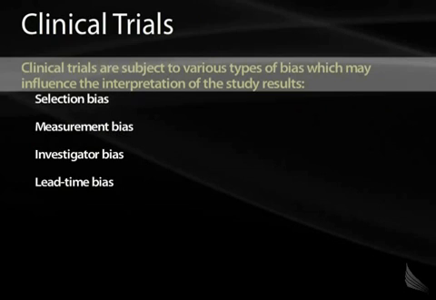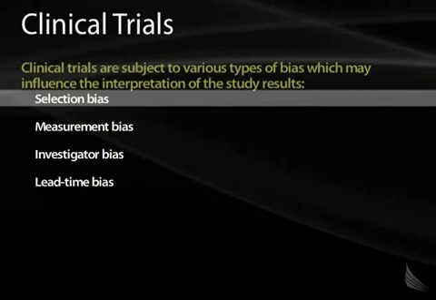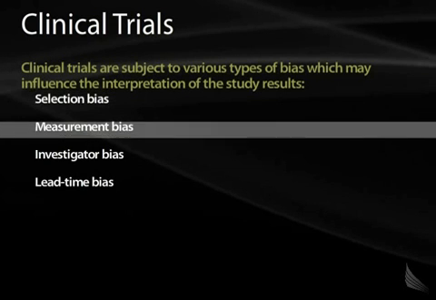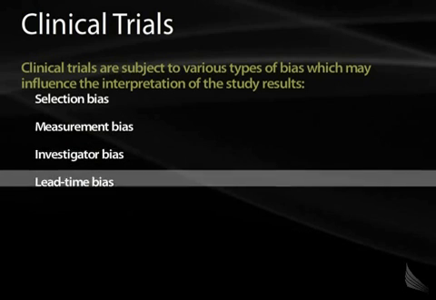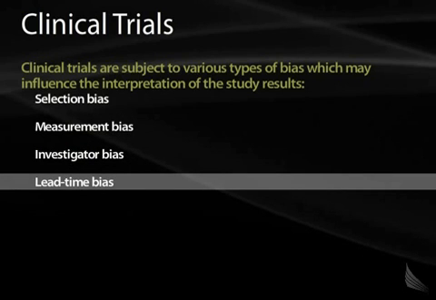Clinical trials are subject to less bias than the previously described cohort and case control studies. However, there are still many forms of bias which may be incorporated into a clinical trial. For example, selection bias, measurement bias, investigator bias, and lead time bias. We'll describe these in the subsequent slides.